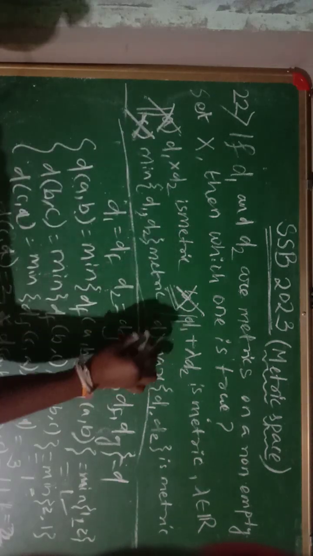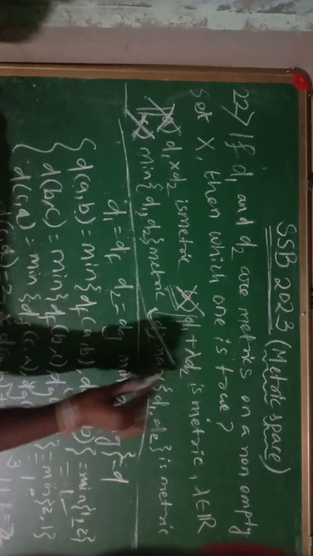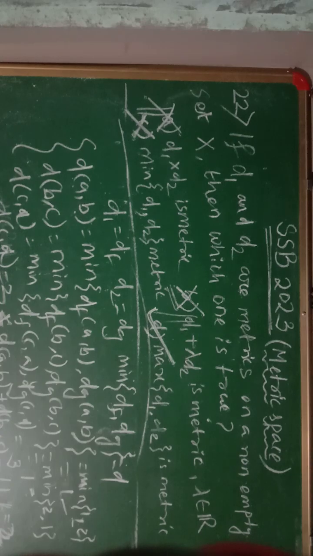So according to our question, option D is true, which is the remaining option. So options A, B and C are always wrong. The product of two metrics is not a metric space. Scalar multiplication is a metric space when the scalar belongs to the positive real numbers. And the minimum of D1 comma D2 is not a metric space. Always remember, the maximum of D1 comma D2 is always a metric space.